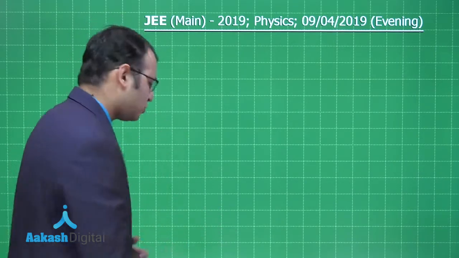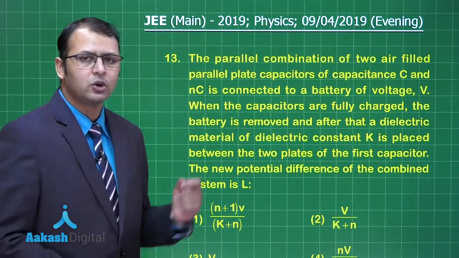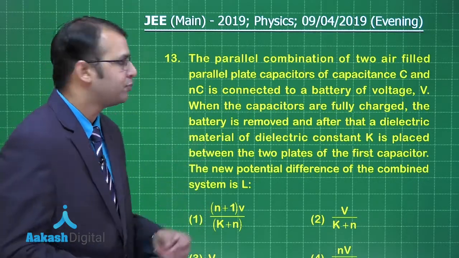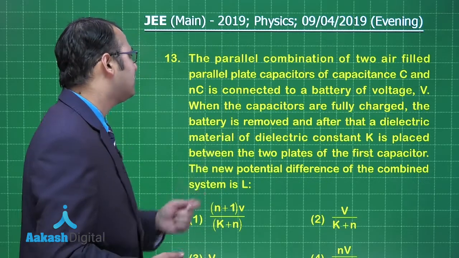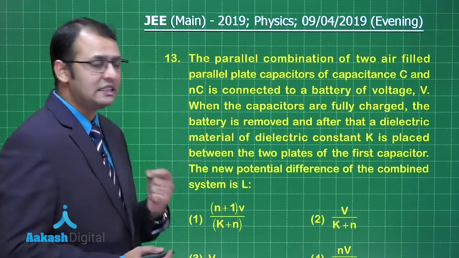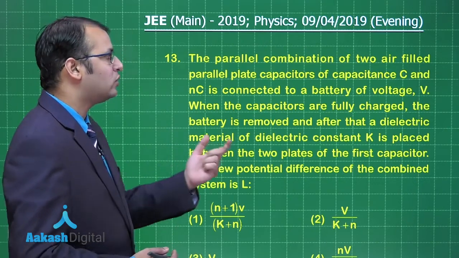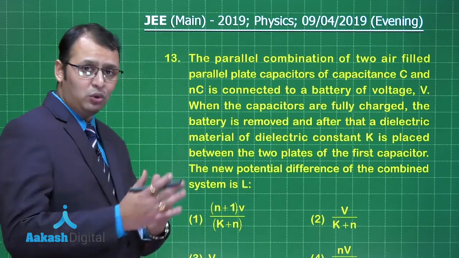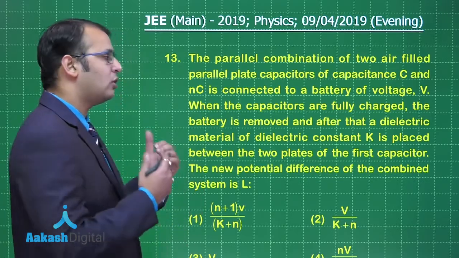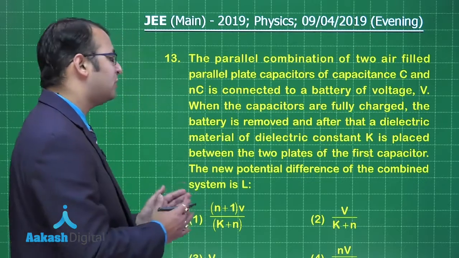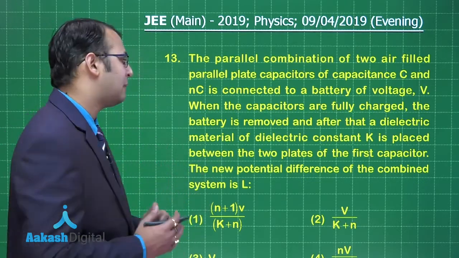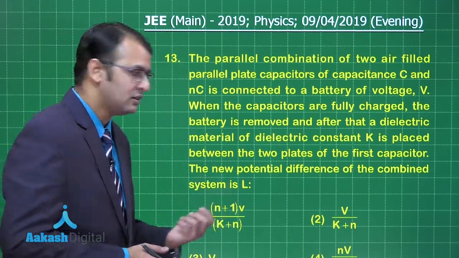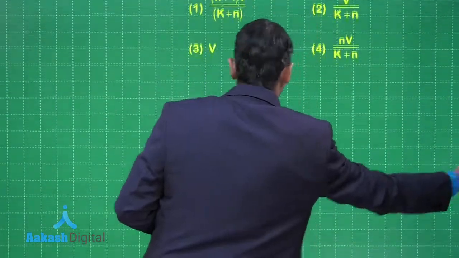Now friends, let's take our next question, that is question number 13. The question you see here belongs to section of electromagnetism from chapter electrostatics. The parallel combination of two air-filled parallel plate capacitors of capacitance C and NC is connected to a battery of voltage V. When the capacitors are fully charged, the battery is removed and after that a dielectric material of dielectric constant K is placed between the two plates of first parallel plate capacitor. The new potential difference of the combined system is, so we have to find the value of the new potential.